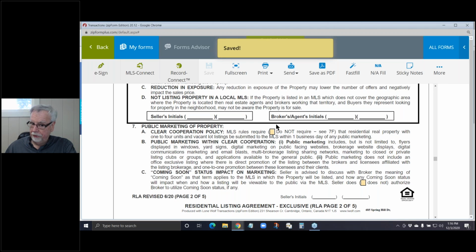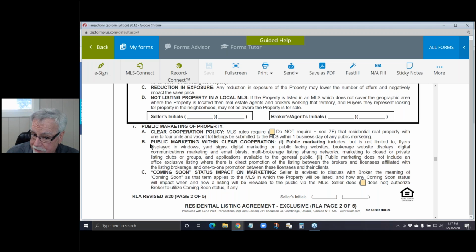Clear cooperation. What does clear cooperation mean? Well, in our MLS, in fact, in virtually every MLS that I know of, they require clear cooperation. Now, what that basically is saying is you can't have pocket listings if we're talking about residential properties, right? 1 to 4 units can't have pocket listings. If you're a member of the MLS and you list a property, you're not supposed to have a pocket listing. Pocket listing means you don't put it in the MLS.